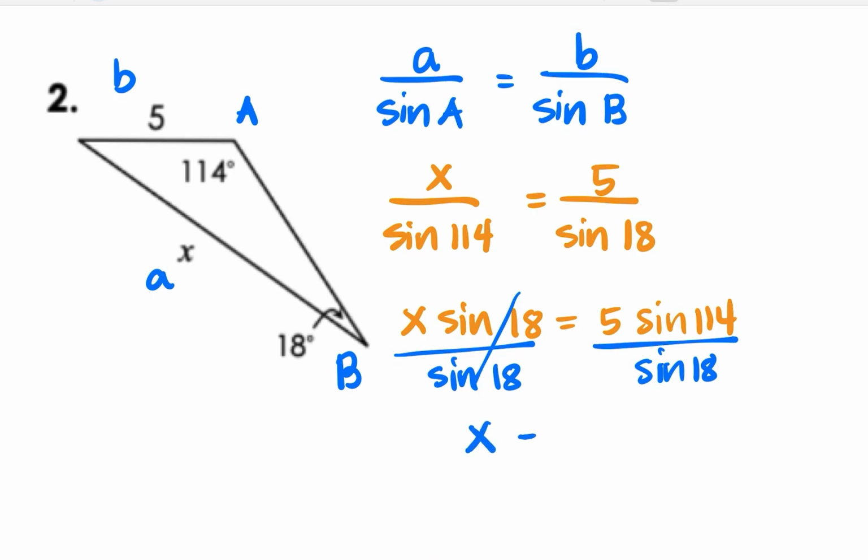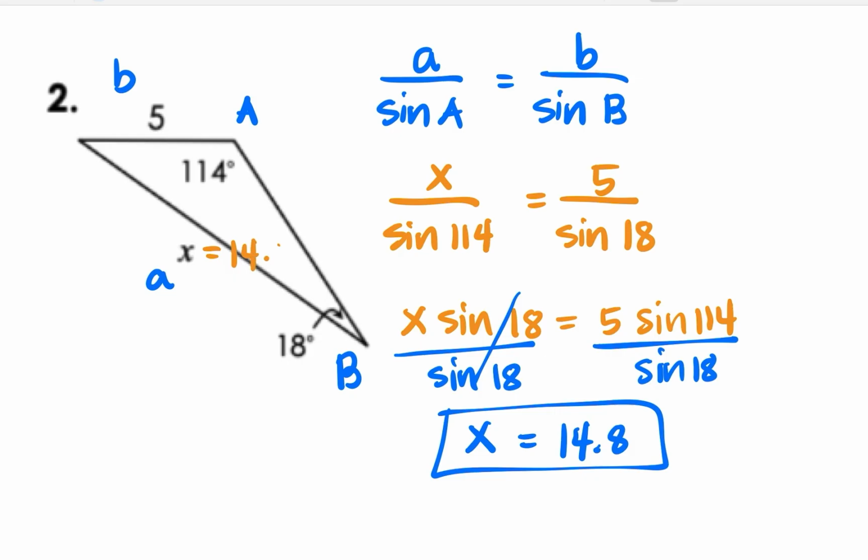And we should be able to type this in our calculator. Sine 114 times 5 divided by sine 18. So if we are to round our answer to the nearest tenths place, we will have 14.8. Or if we are to round our answer to the nearest whole number, we will have 15 as the answer.